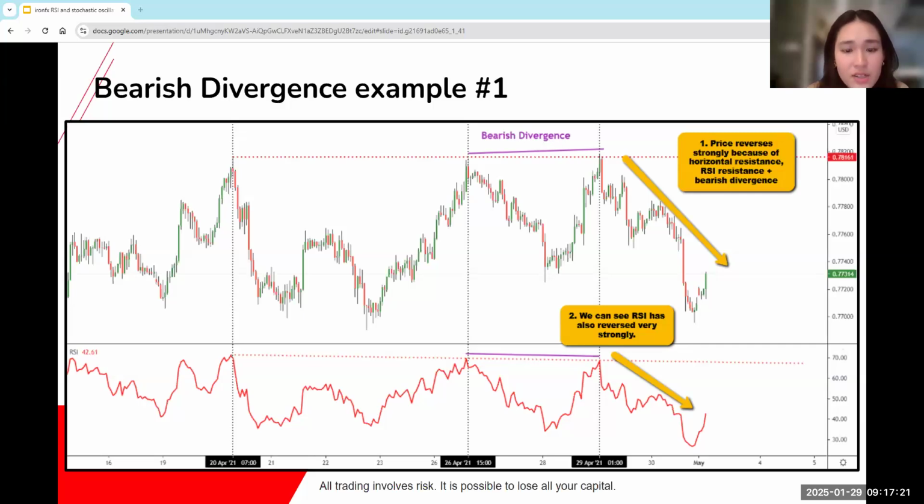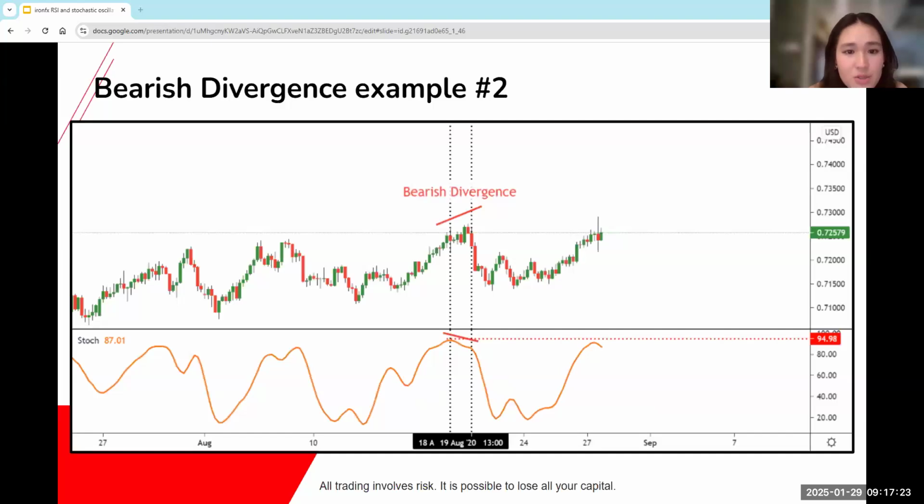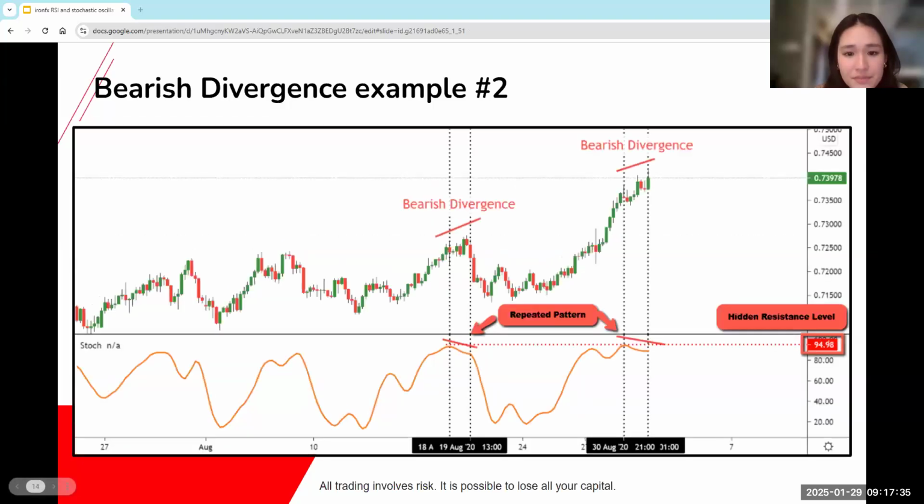Okay, let's look at another example. So this is also a bearish divergence. Here you can see price making a higher high, a very slight higher high over here, and stochastic giving us a lower high. Okay, and ultimately this is what happened.